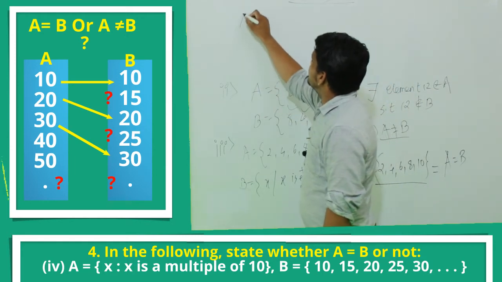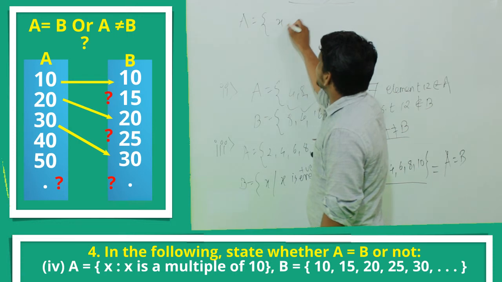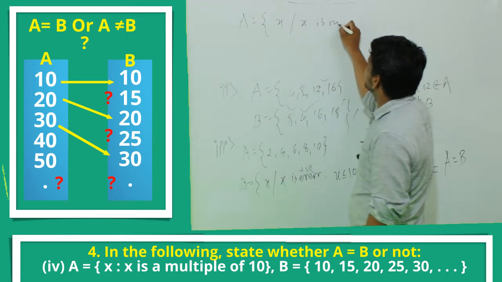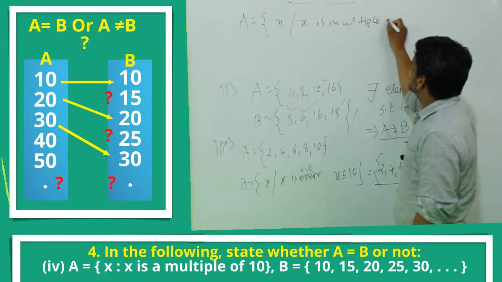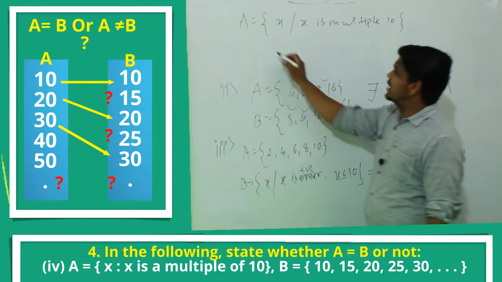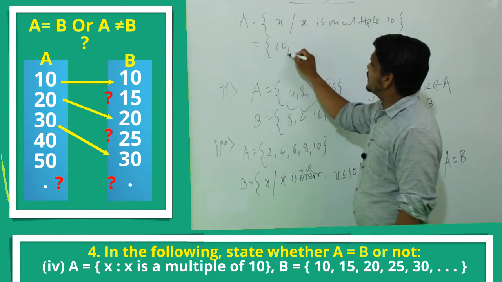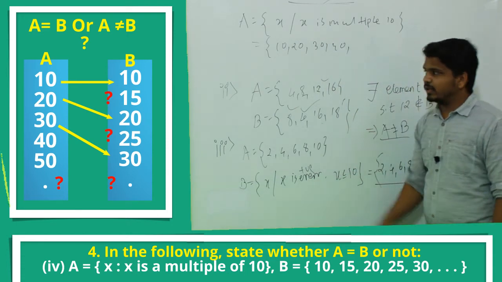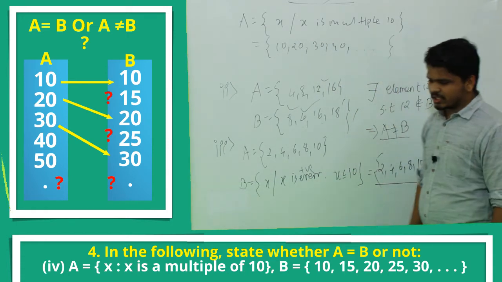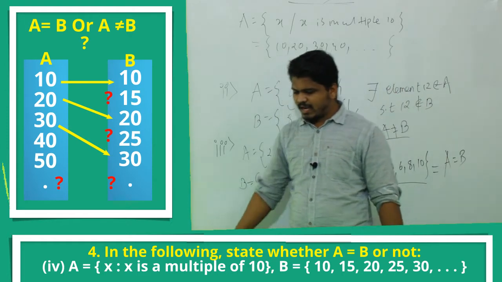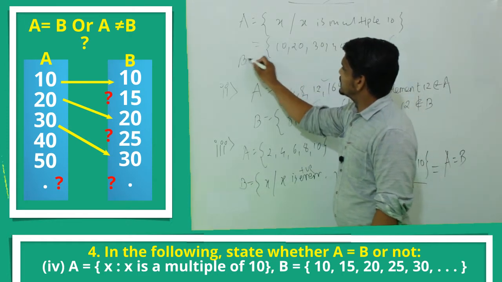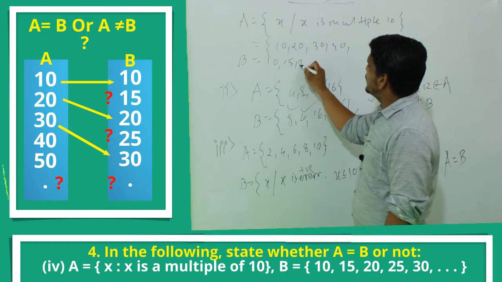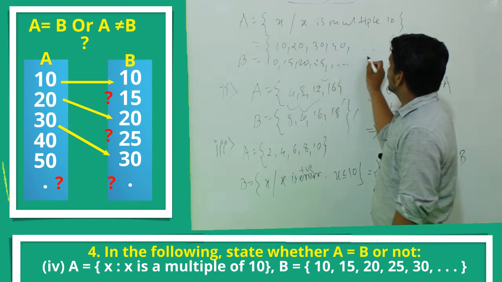Now, here A is nothing but x such that x is a multiple of 10. Okay, multiple of 10, it is not a big deal. I can find multiples of 10: 10, 20, 30, 40, you know the table of 10, and so on. It has no restriction on it. Now the set B is 10, 15, 20, 25 and so on.